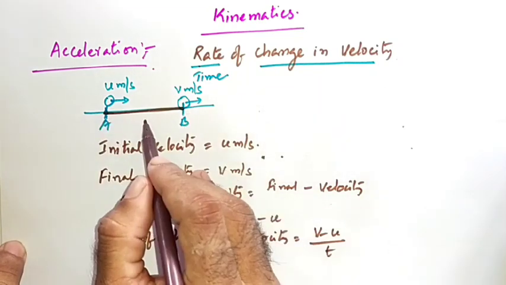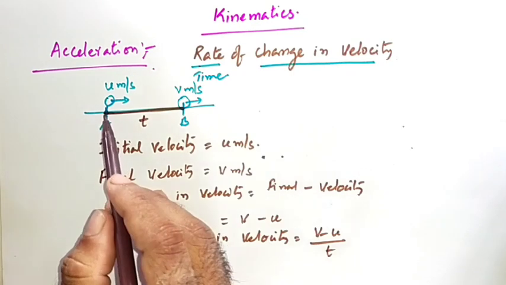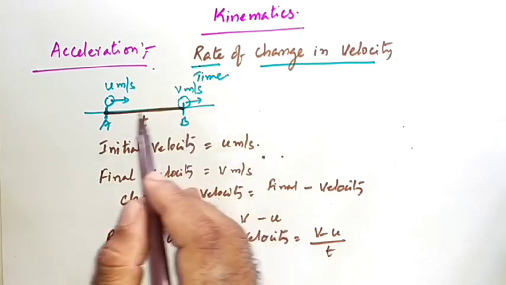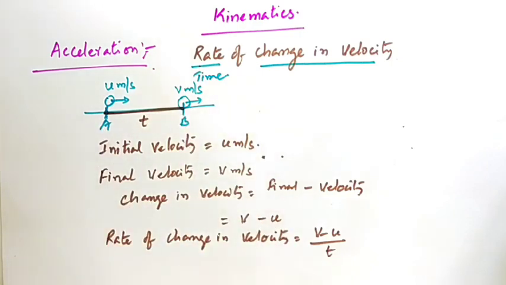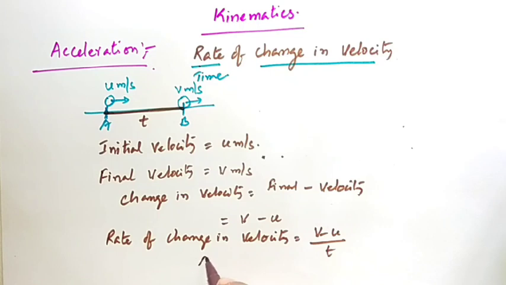That means you observe a time t. So at A you start at time 0, and at B the time is t. Then your observation time is t seconds. Then the rate of change in velocity is (v minus u) by t. The rate of change in velocity is known as acceleration. So acceleration is equal to what? (v minus u) by t.